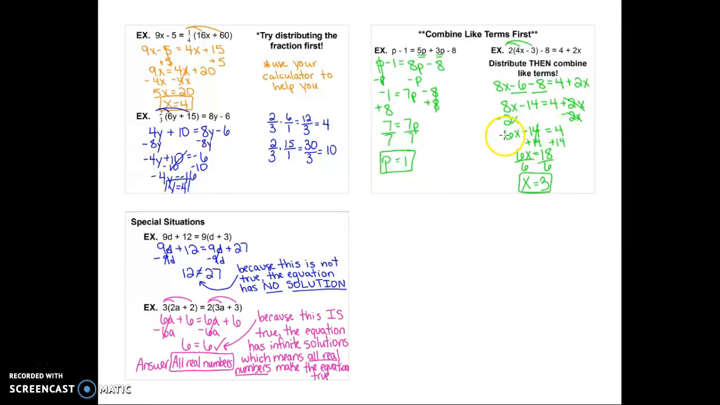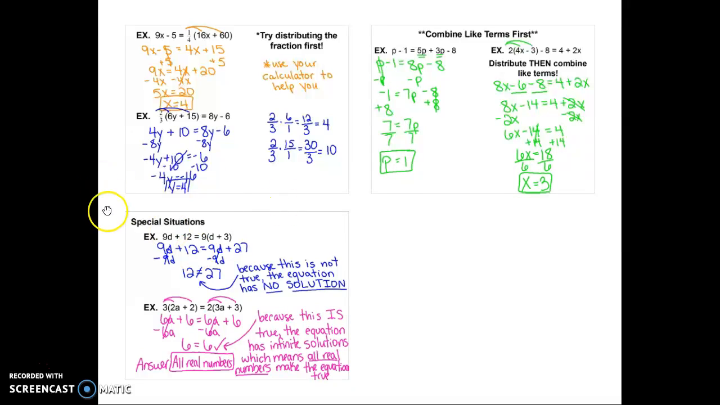Now, since I moved my variables to the left, I now need to move my constants to the right-hand side. So I'm going to add this -14. I'm going to add it to the other side. When I do that, I bring down my 6x. 4 plus 14 on the right side gives you 18. Now your final step, you're going to divide by this coefficient of x, which is a 6. You're going to divide both sides by 6, which gives you an answer of x equals 3.